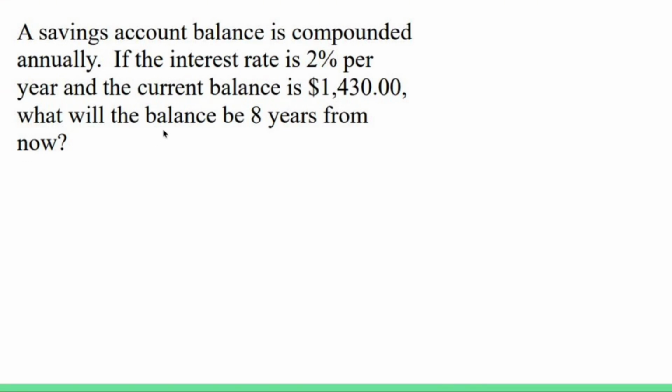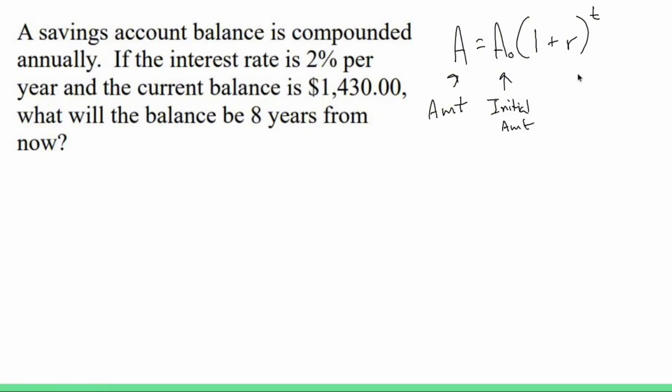All right, so we are going to use a typical percent increase formula over a year. That would look like A equals A sub 0 times (1 plus r) to the t. A is the amount that you get when all is said and done. A sub 0 is the initial amount. R is your rate as a decimal. And t is time in years.